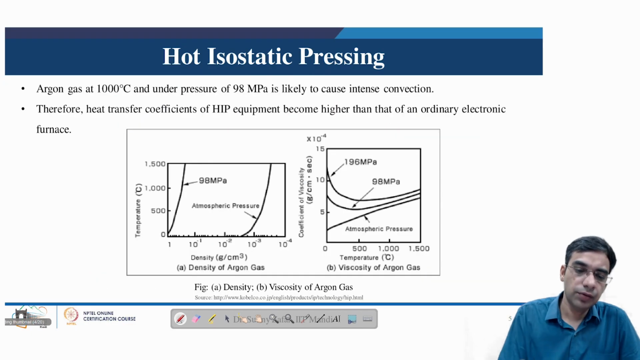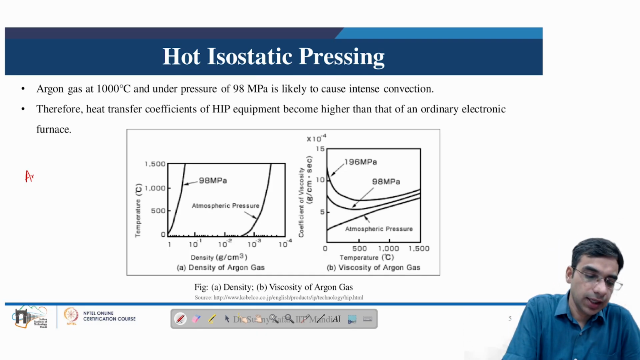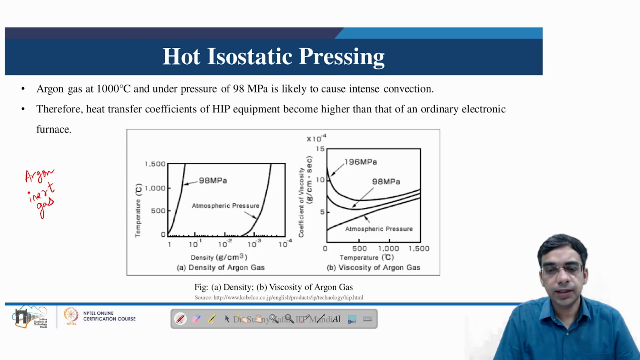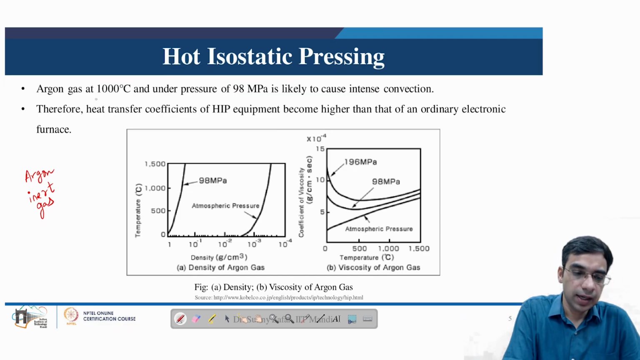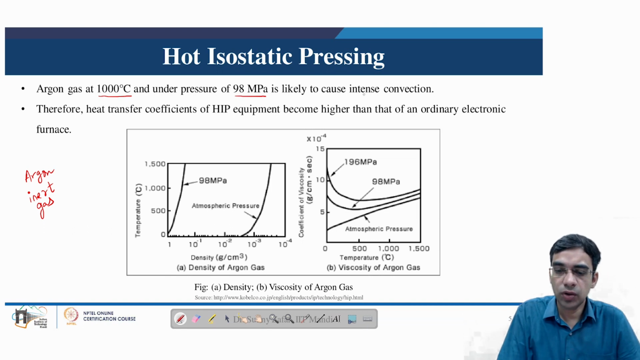After understanding this mechanism of hot isostatic pressing, we look at the role of the argon gas. Argon, as we know, is an inert gas. The advantage of using an inert gas is that it is unreactive to the components subjected to hot isostatic pressing treatment, because the temperatures are already much higher. The argon facilitates the application of uniform pressure from all the sides, and because of its inert behavior it does not react with the component, so no degradation of the component takes place. What happens is that argon gas at 1000 degrees centigrade and under an intense pressure of 98 megapascals is likely to cause intense convection.